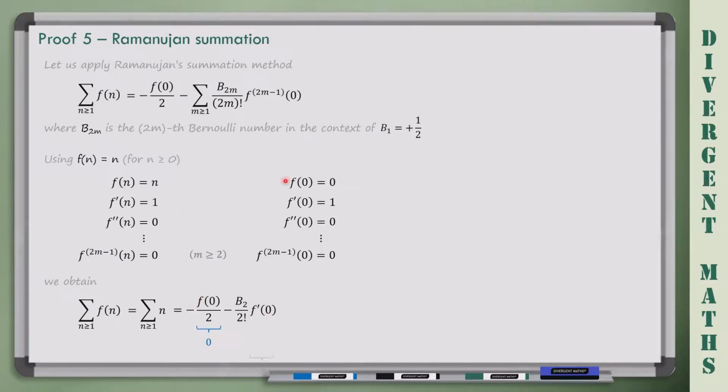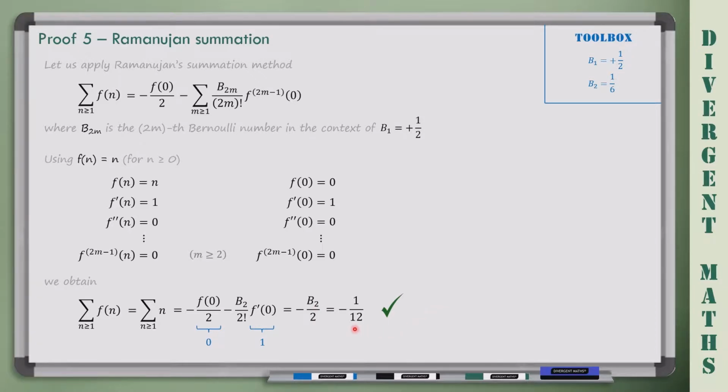f0 equals 0, f prime at 0 equals 1, so we are left with minus b2 over 2 factorial, which is 2, so minus 1/2 of b2. If we open the toolbox, just to remind ourselves how much b2 is, that's the context we are in. b2 is always equal to 1 over 6, so negative 1/2 of b2 is negative 1 over 12. Here we are. So that's proof number 5 using Ramanujan summation.